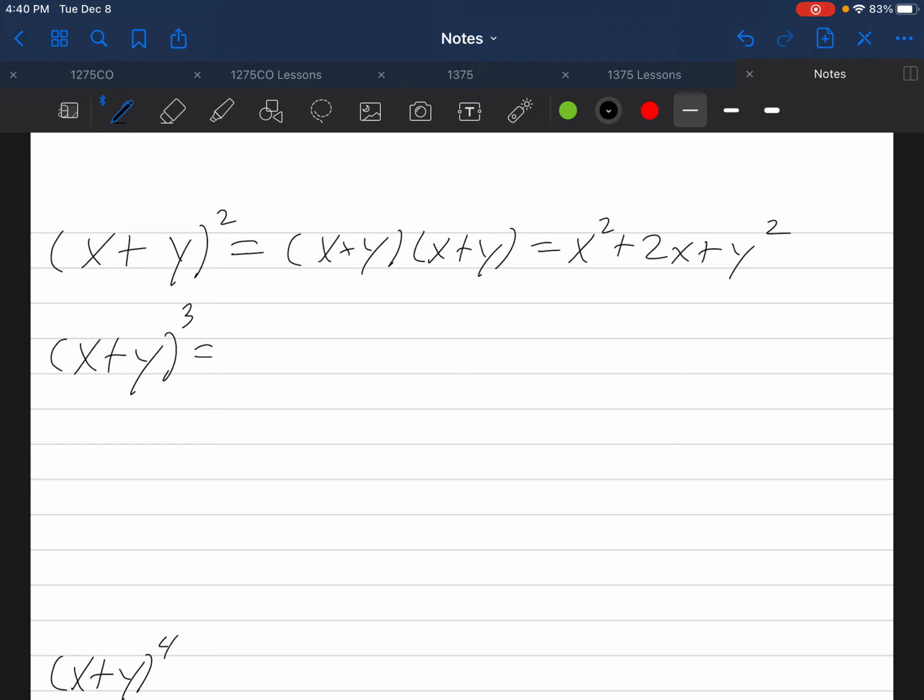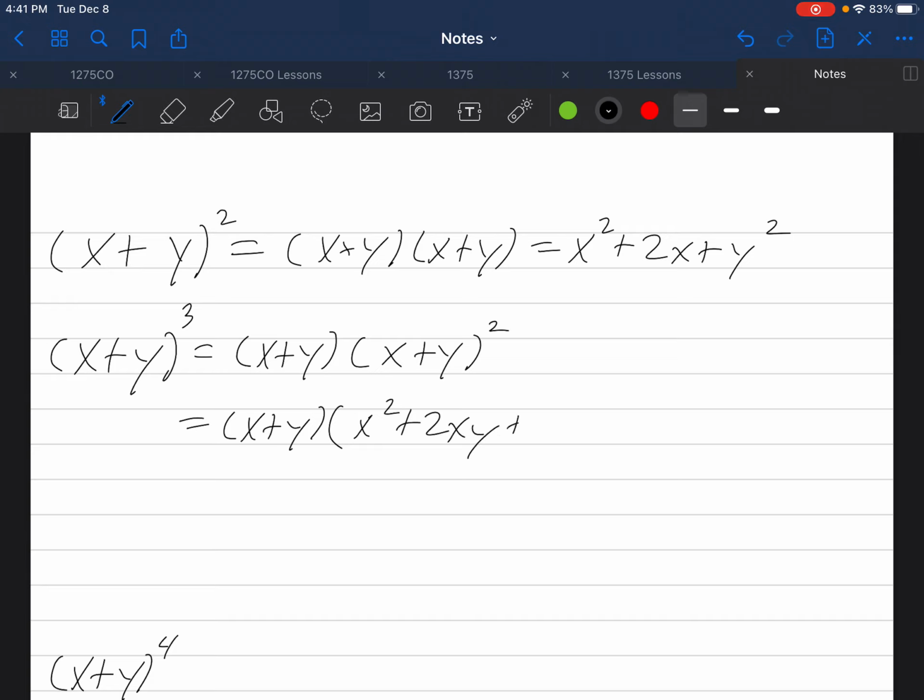Now, if we look at x plus y to the third power, a further expansion, this can be separated as x plus y multiplied times x plus y to the second power. Again, we are taking x plus y times x plus y times x plus y, but I'm going to group two of these x plus y's together because we already know what x plus y squared is equal to. It's equal to that right there. So this is going to be x plus y times x squared plus 2xy plus y squared.